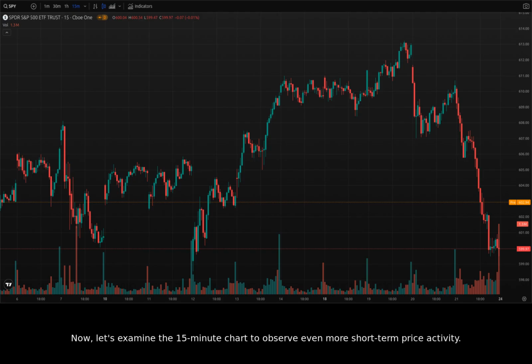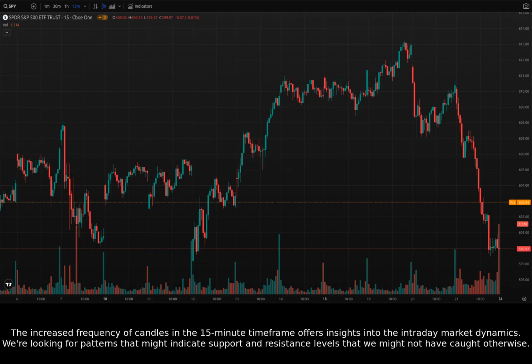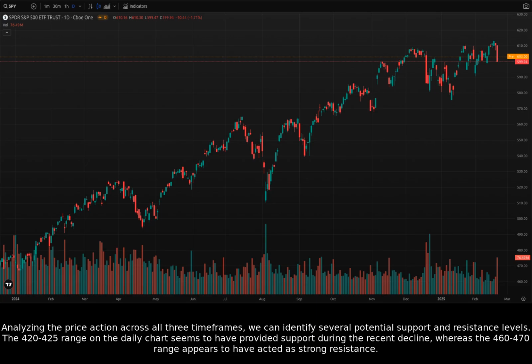Now, let's examine the 15-minute chart to observe even more short-term price activity. The increased frequency of candles in the 15-minute time frame offers insights into the intraday market dynamics. We're looking for patterns that might indicate support and resistance levels that we might not have caught otherwise. Analyzing the price action across all three time frames, we can identify several potential support and resistance levels.